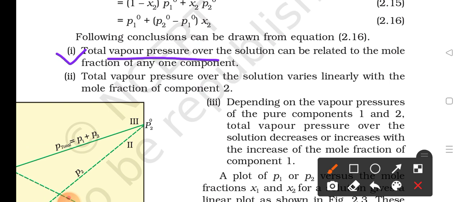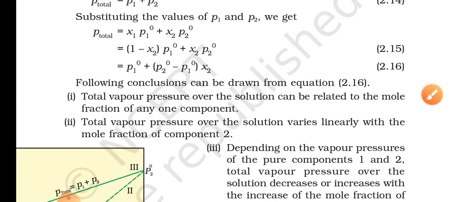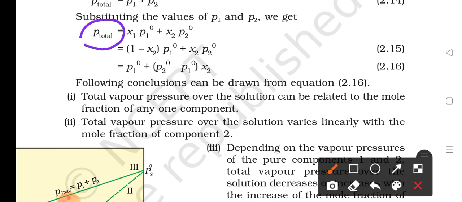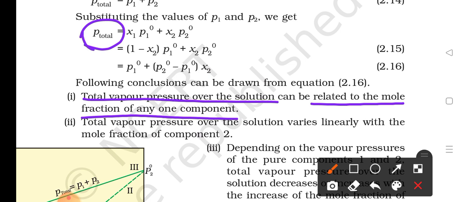Okay, then from this we get that the total vapor pressure over the solution, I mean total vapor pressure means P total. The total vapor pressure of the solution can be related to the mole fraction of any one component. That means P total can be related to x1 as well as to x2. Here in that example we see that P total is related to x2.